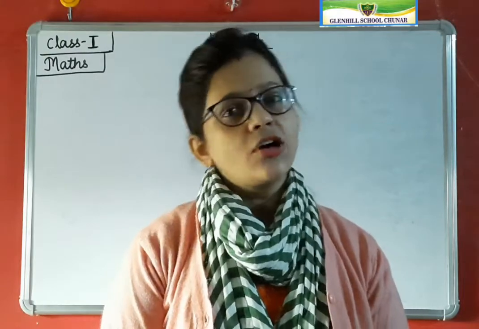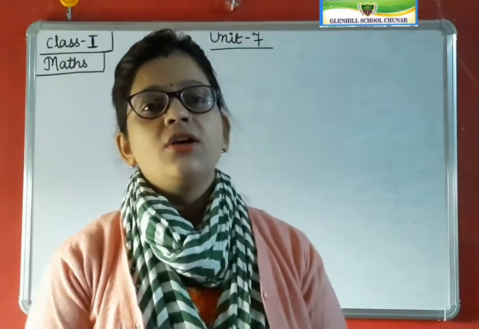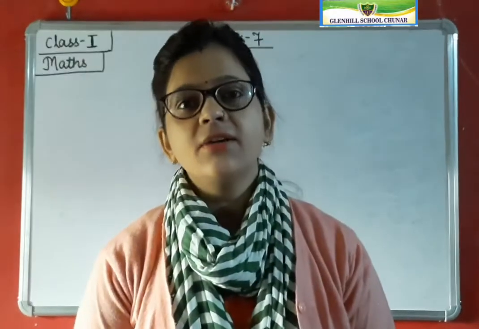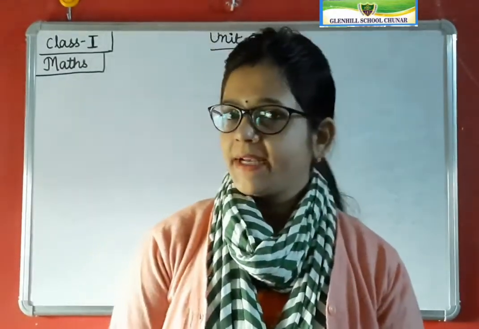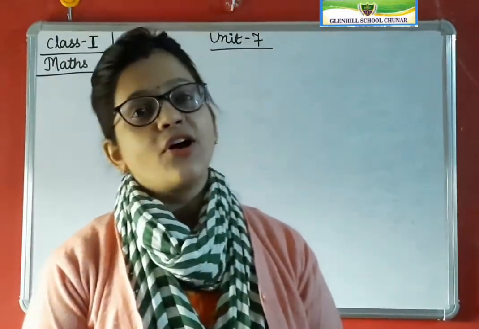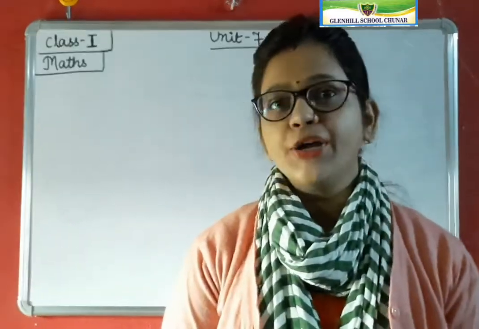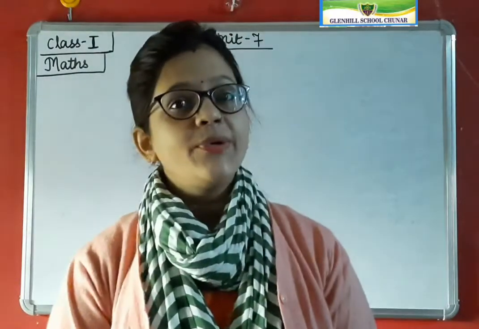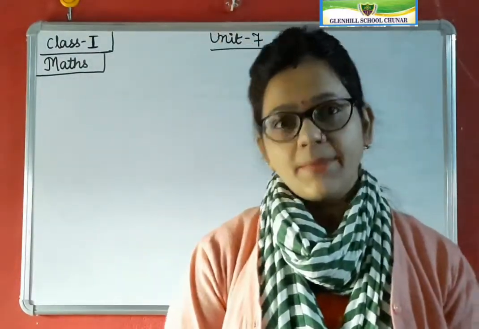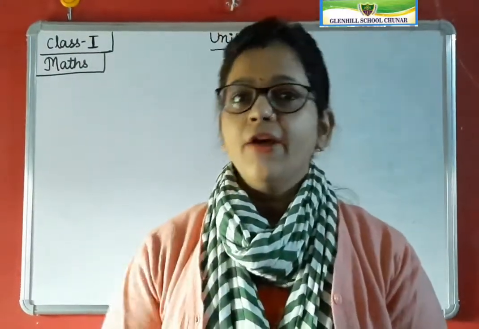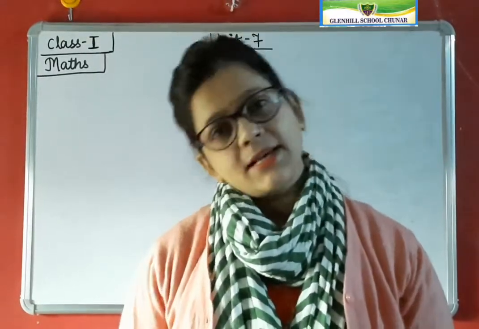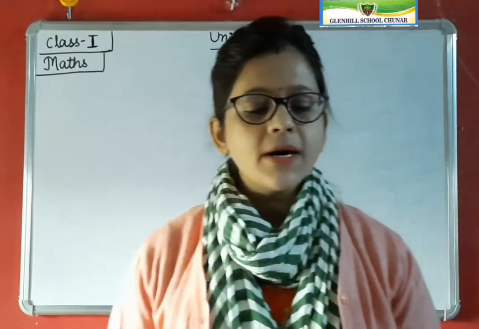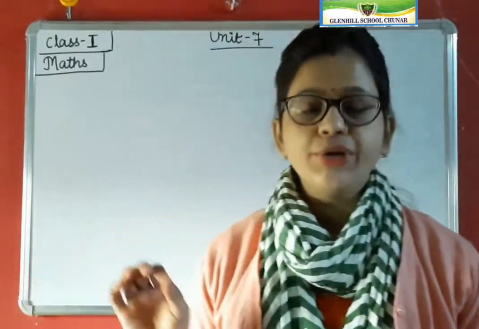So everyone, check out your maths book. Students, you all have done very well in your half yearly examination, and we have completed up to unit 6. Now today we are going to start a new unit, that is unit 7. I had told you about unit 7 earlier also. So today we are going to discuss it again. Now see here, unit 7 is numbers from 51 to 100.